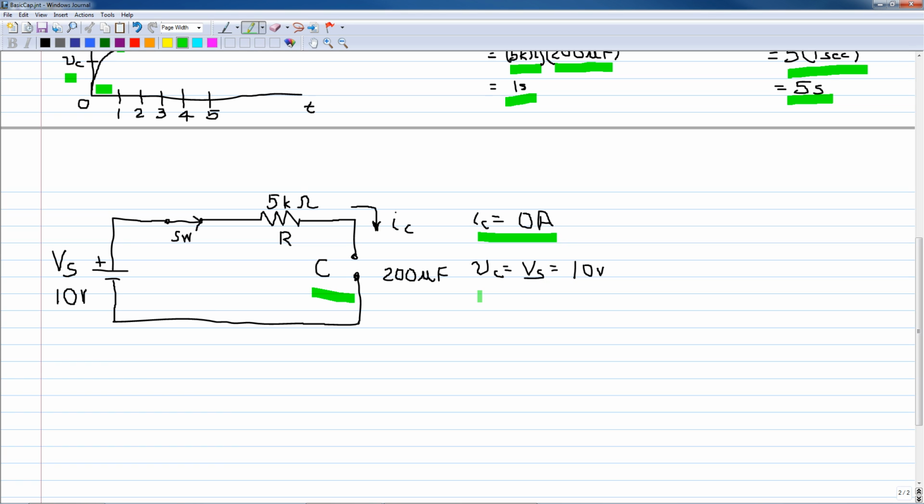Since the capacitor is acting as an open circuit, there's no voltage drop across the 5K ohm resistor. Therefore, V sub C is equal to V sub S, which is equal to 10 volts.